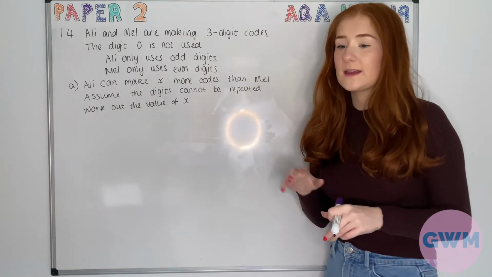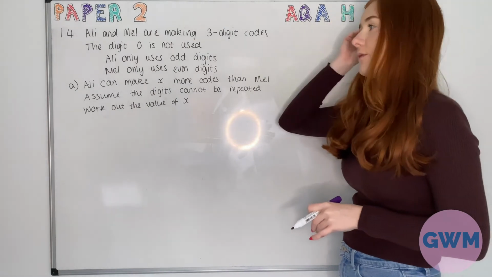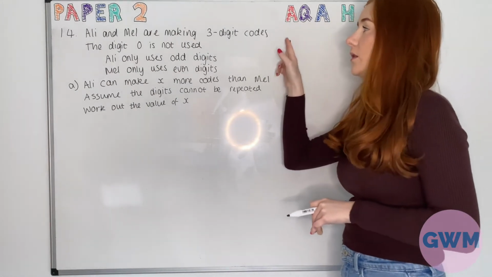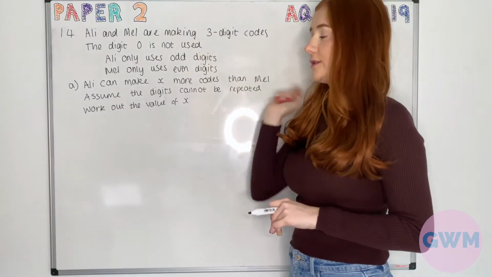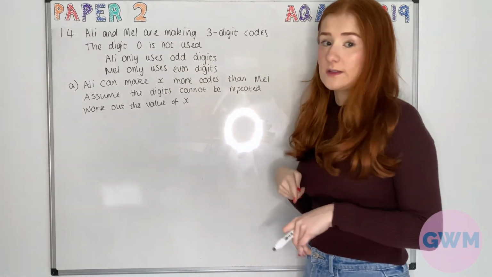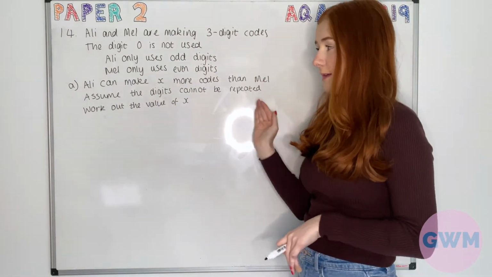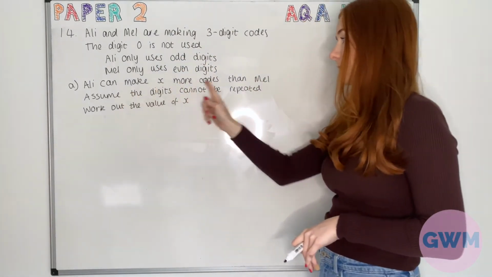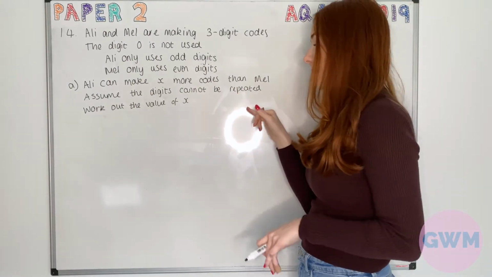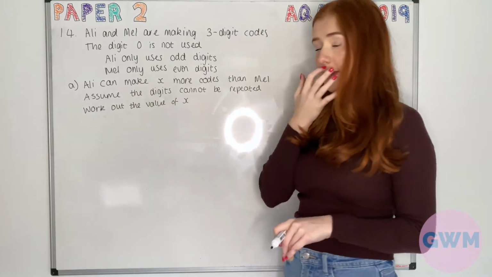Question 14, okay, this is a two-parter. And the question says that Ali and Mel are making 3-digit codes, but digit 0 is not used. Ali only uses the odd digits and Mel only uses the even. Ali can make X more codes than Mel. Assume the digits cannot be repeated. Work out the value of X.